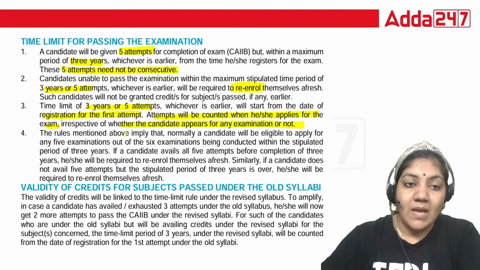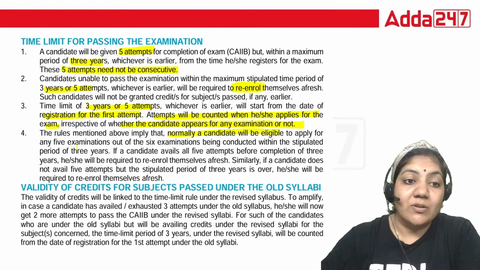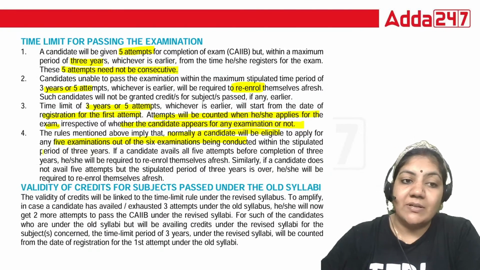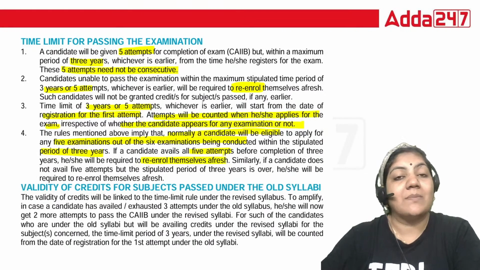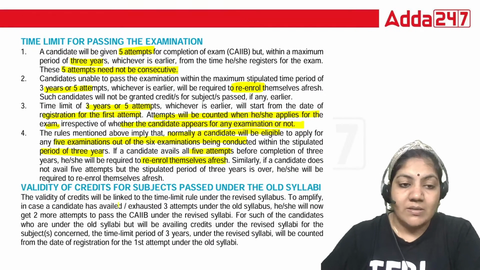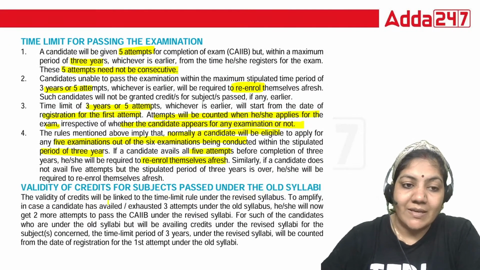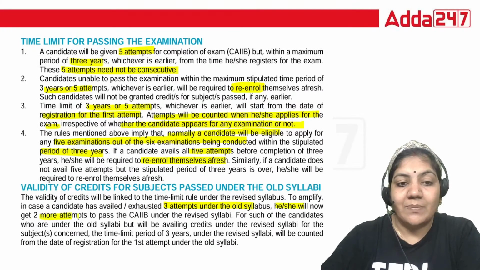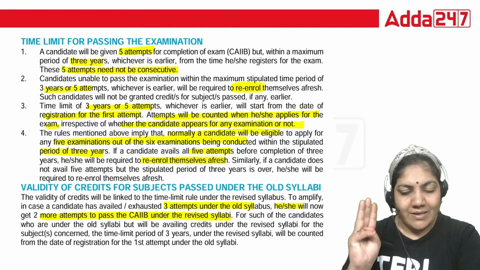Okay. The rules mentioned above imply that normally a candidate will be eligible to apply for 5 examinations out of the 6 examinations being conducted within the stipulated 3 years. Exactly. If a candidate avails all 5 attempts before completion of 3 years, he is required to re-enroll afresh. Okay, so the validity of credit will be linked to the time limit rule under the revised syllabus. To amplify, in the case of candidates with 3 attempts under the old syllabus, she now gets 2 more attempts to pass the CAIIB under the revised syllabus. So the same thing will be applied, 3 years and 5 attempts.